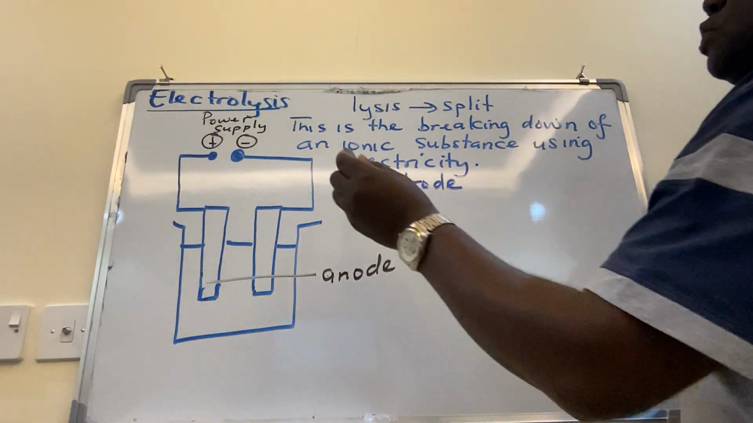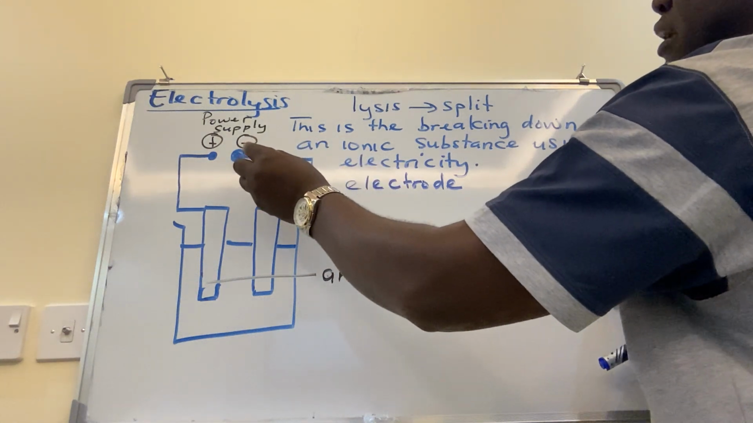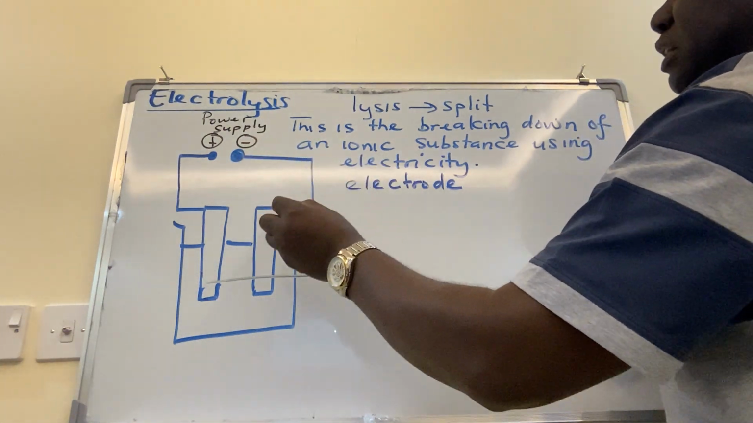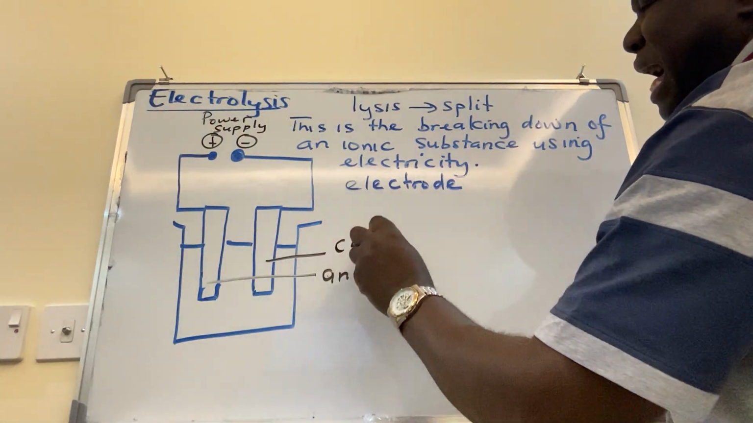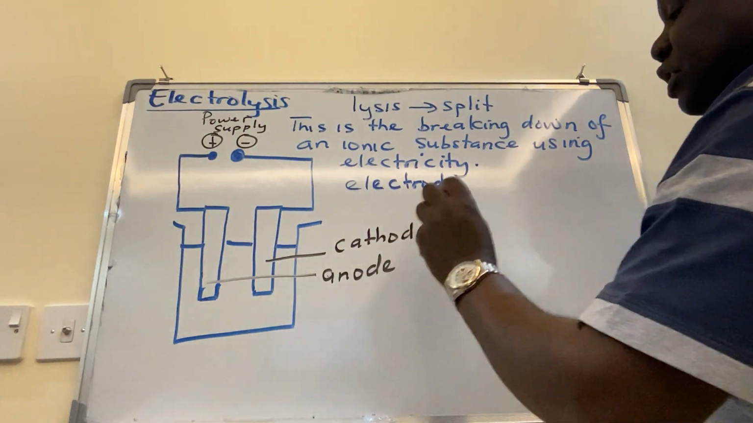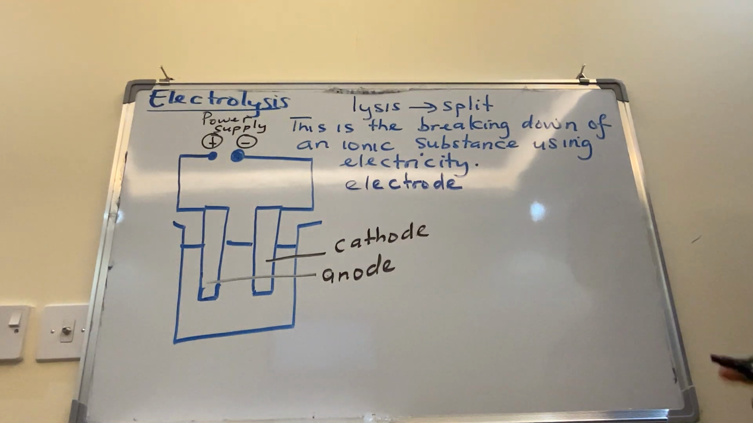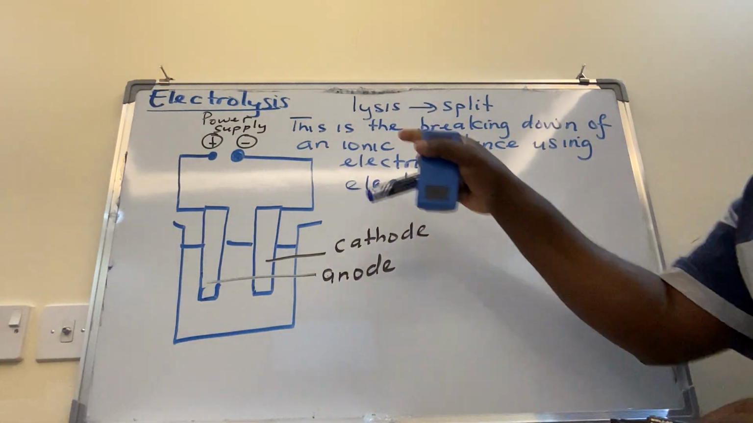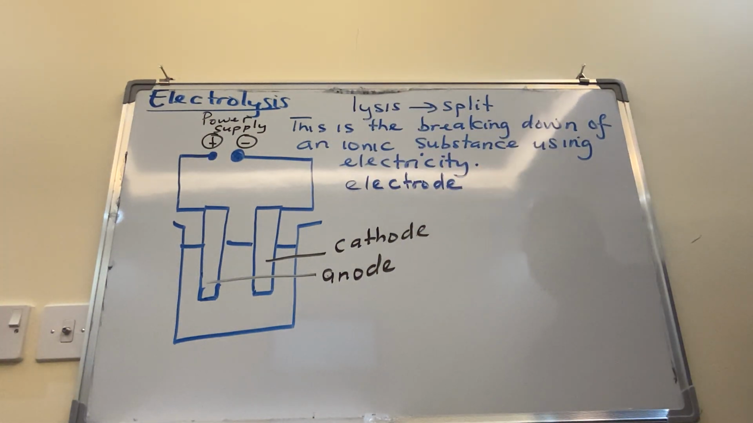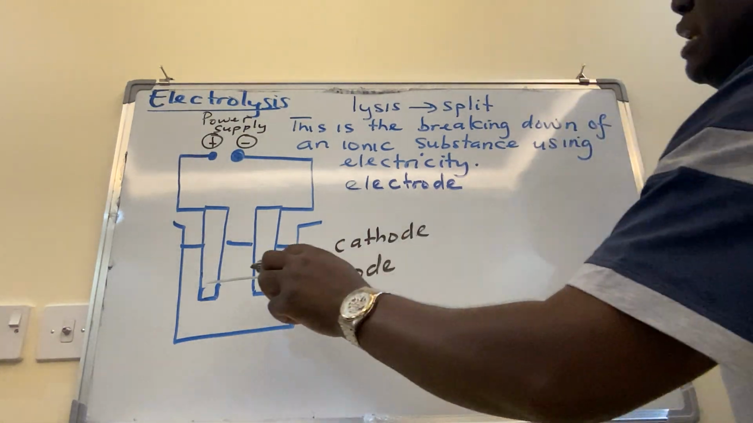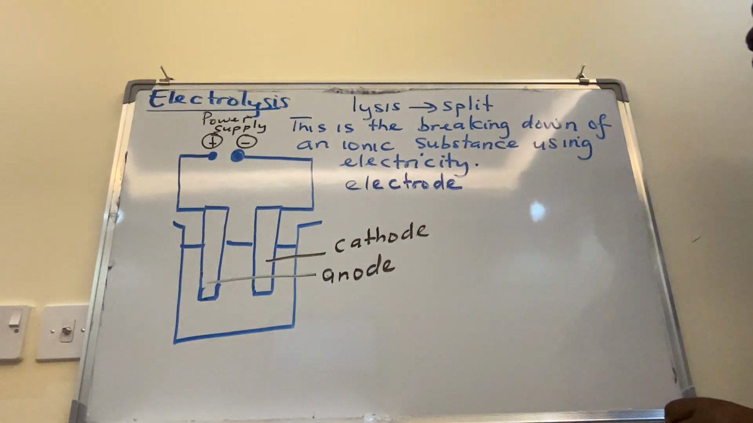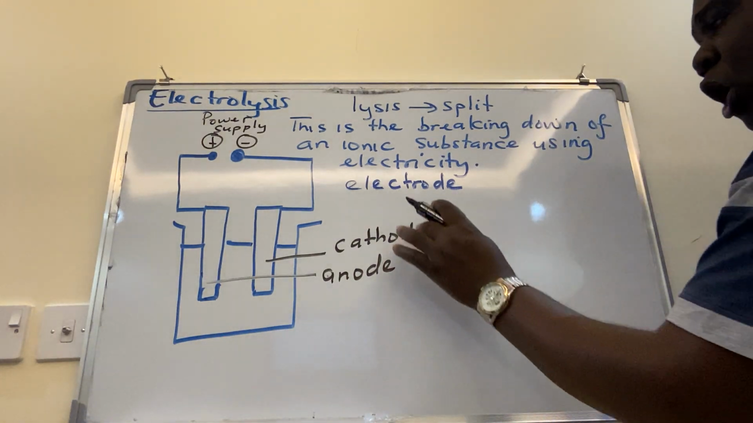But we also have our negative terminal. If you trace, it's also connected to another rod. We call this one cathode. It's very important for you to understand that the cathode is connected to the negative terminal of our power supply, and our anode is connected to the positive terminal of our power supply.